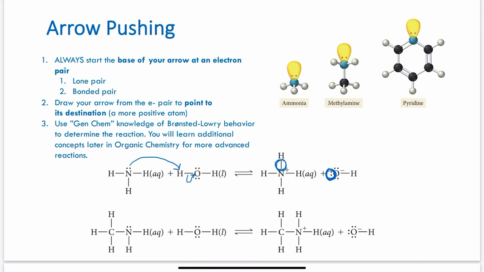What about methylamine? This is called methylamine because I've got a methyl group right here, and it's got the nitrogen. Methylamine, lone pair to that hydrogen. Electrons in that bonded pair left behind on that oxygen. So this is representing the formation of this bond and then the lone pair being left behind.